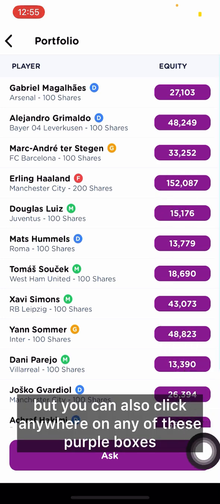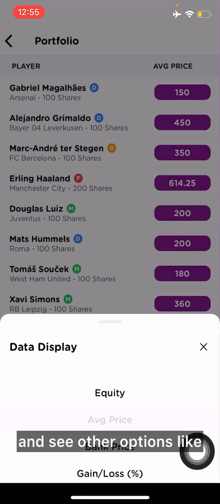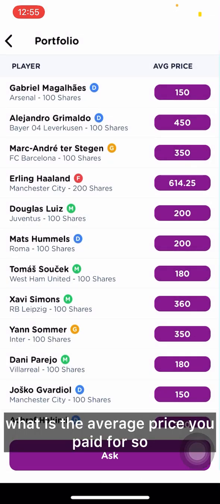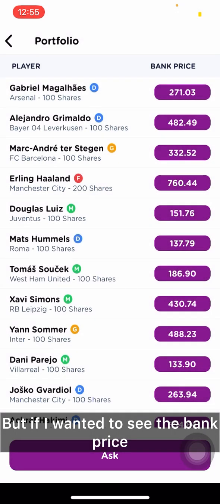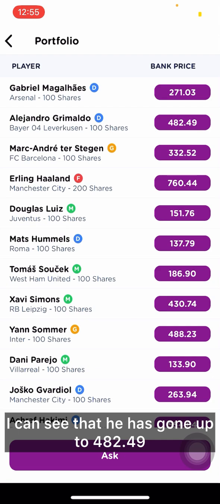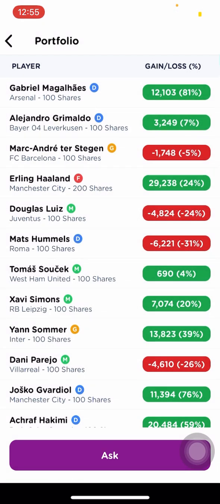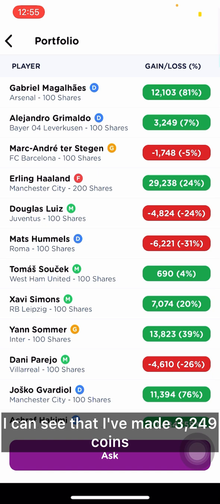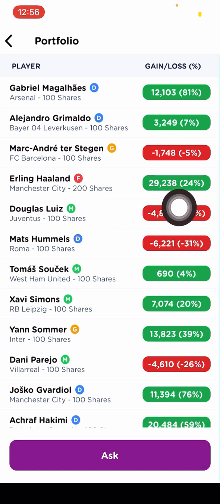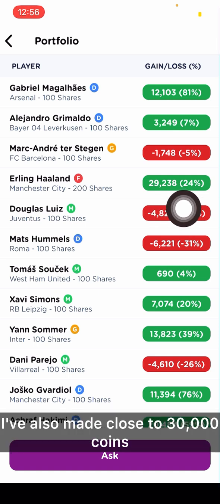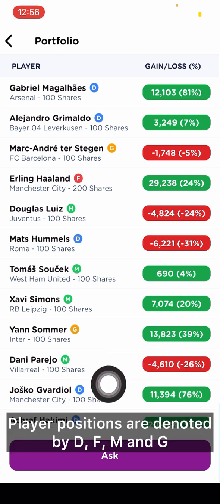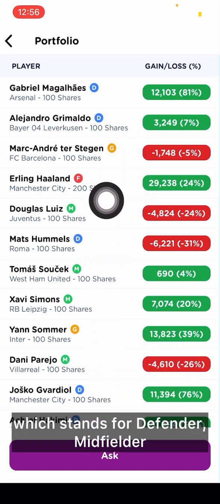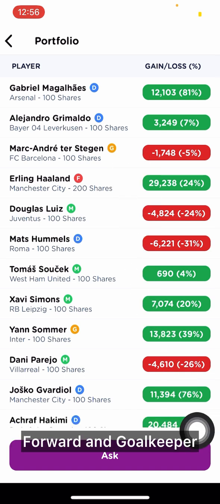But you can also click anywhere on any of these purple boxes and see other options, like what is the average price you paid for. So out here for Alejandro Grimaldo, I paid 450. But if I wanted to see the bank price, I can see that he has gone up to 482.49. If I want to see the gain loss, I can see that I've made 3,249 coins, which is a 7% gain. For Erling Haaland, I've also made close to 30,000 coins, which is a 24% profit since the start of the season. Player positions are denoted by D, F, M, and G, which stands for defender, midfielder, forward, and goalkeeper.